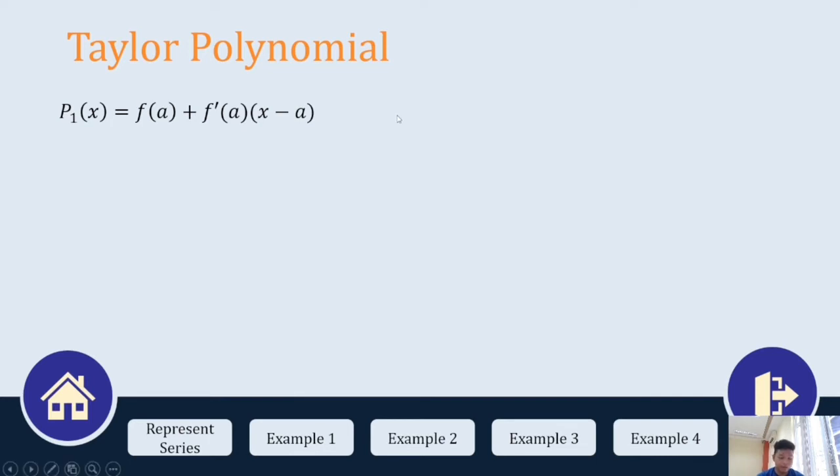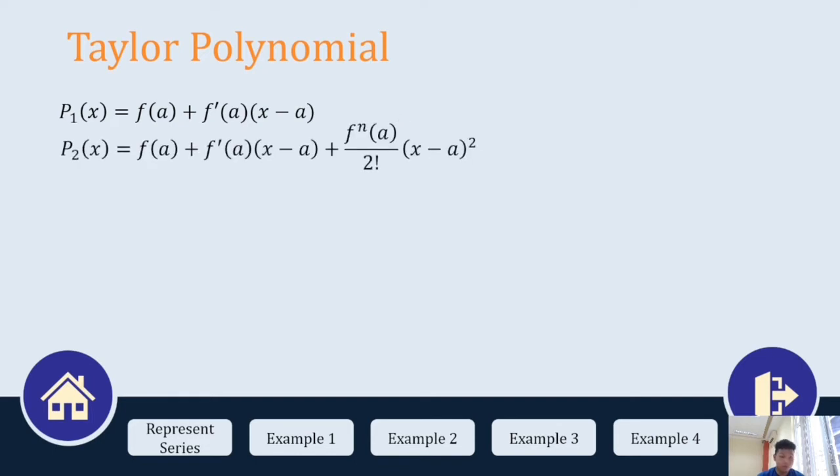When n increases to 2, we get the second polynomial function. P2 of x equals f of a plus f prime of a times (x minus a) plus f double prime of a over 2 factorial times (x minus a) to the power of 2. So P2 is a quadratic function. P2 of x would approximate the value of the function at that point better than P1.